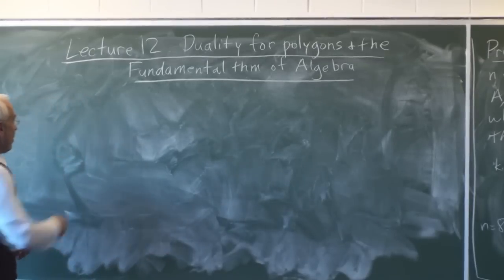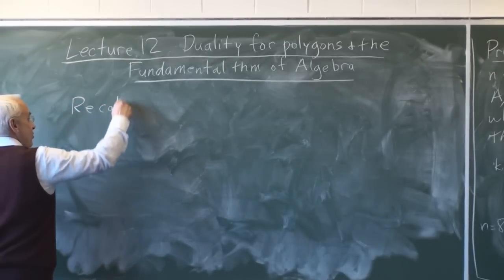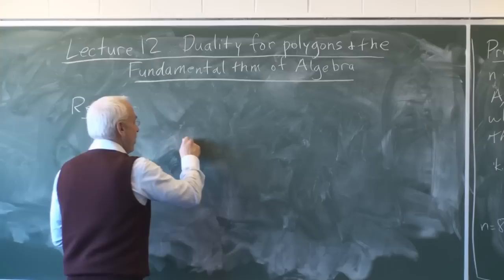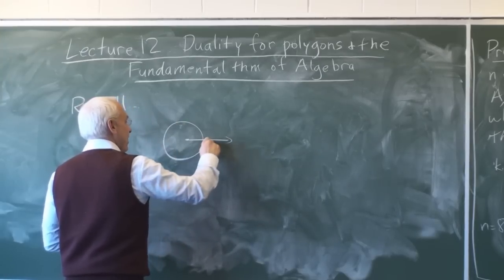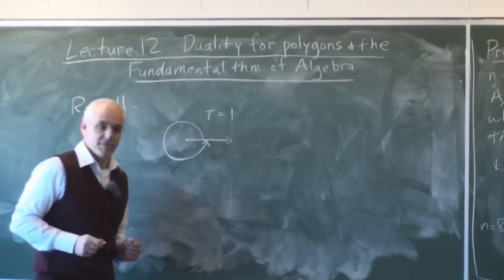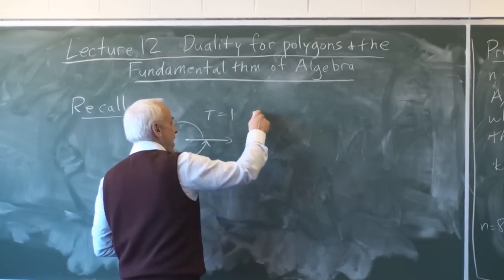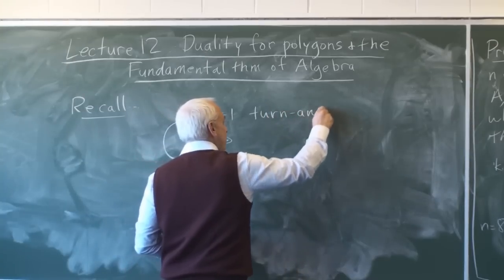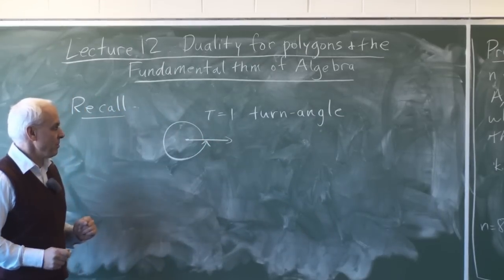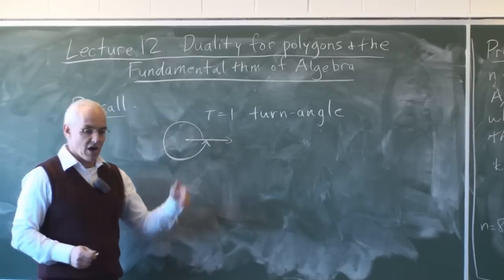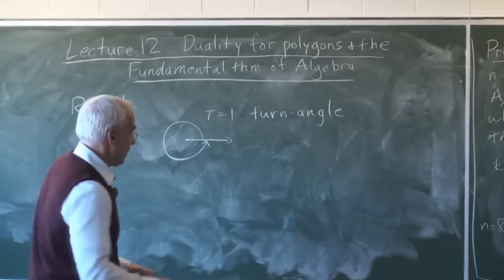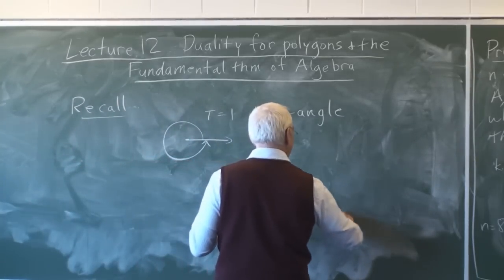So I want to recall what I did last time. It was a little bit unusual, so it's worth reminding you. We defined a new kind of angle where we said that the angle all the way around was going to be equal to 1. And instead of an ordinary angle, we call this a turn angle. In the other direction would be -1, and we allow equal subdivision, so we can talk about fractional turn angles. So for example, have a look at a pentagon.